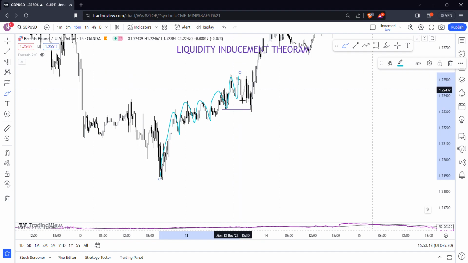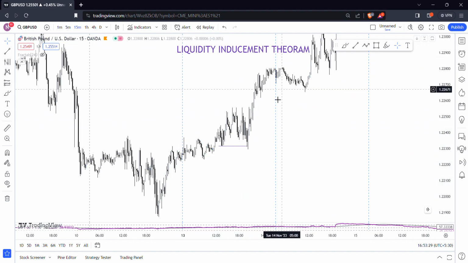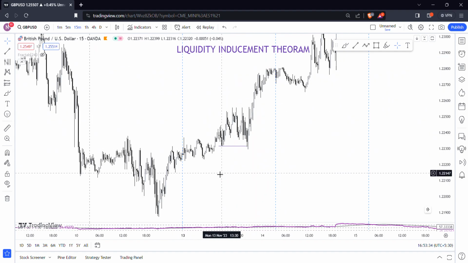If you see here, many people will frame the order block buys, right? But what happened? The market swept the liquidity and then it went up. This is because it needs liquidity to move the markets, because liquidity is the fuel for the price. This is exactly what I teach in my mentorship. This is the liquidity inducement theorem that I have designed.